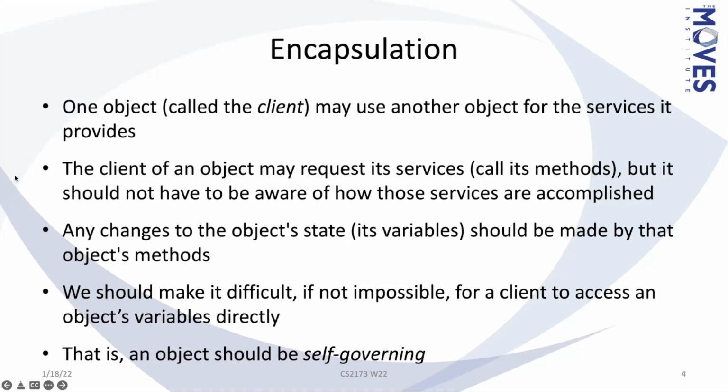And again, this bears repeating. Any changes to the object state, that is its variables, should be made by that object's methods only, nobody else. So if you want to change an object's state, you need to invoke a method on that object that will possibly cause that state to change. In general, the idea is that you want to maintain the integrity of that state.